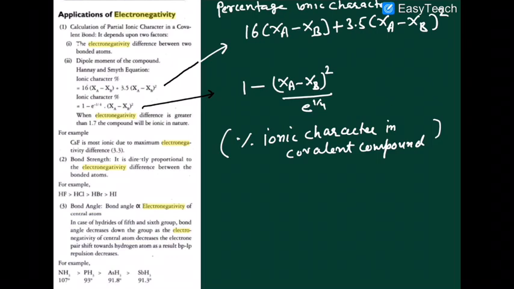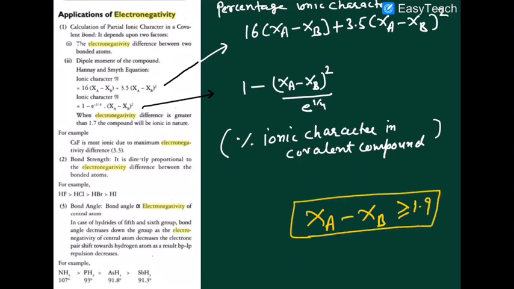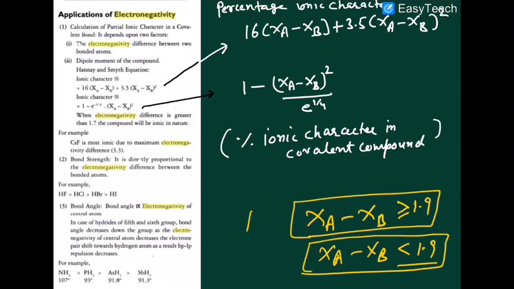The next point is the application of electronegativity. The most important part of electronegativity is the percentage ionic character. Remember that if the bonded atoms have an electronegativity difference greater than or equal to what? 1.9, then they will show ionic character. And if the electronegativity difference is less than what? 1.9, they will show covalent character. So that is covalent, that is ionic.